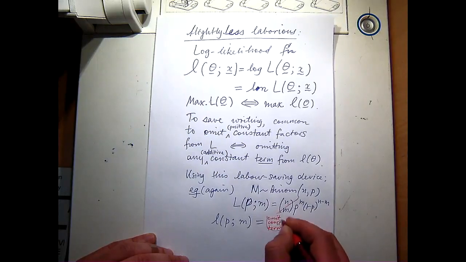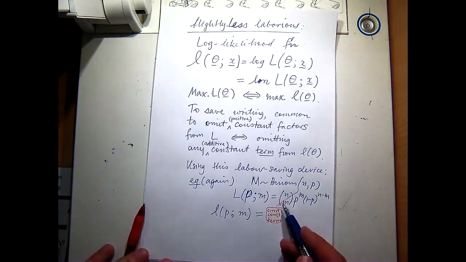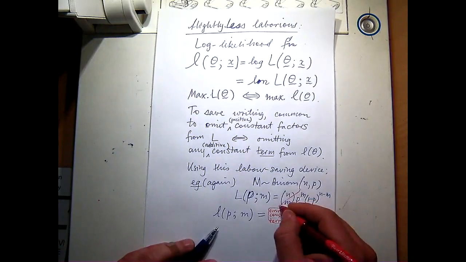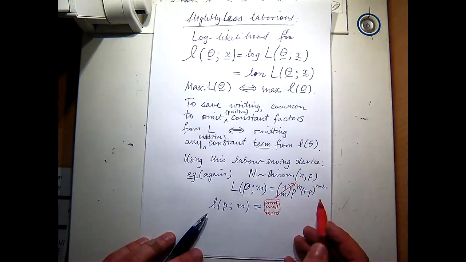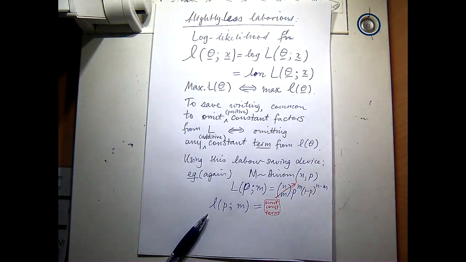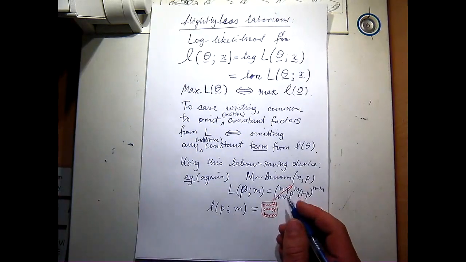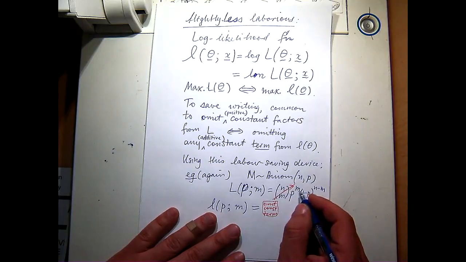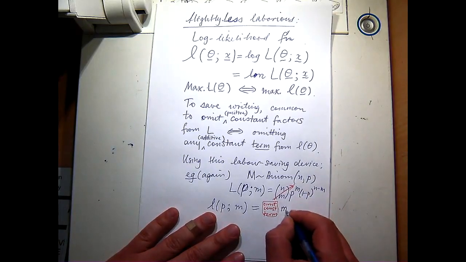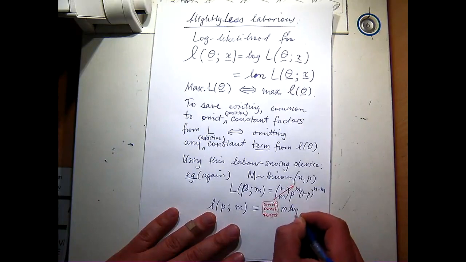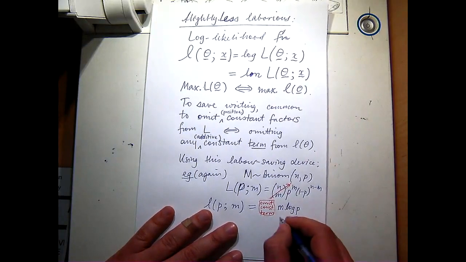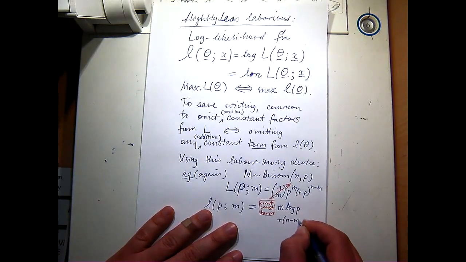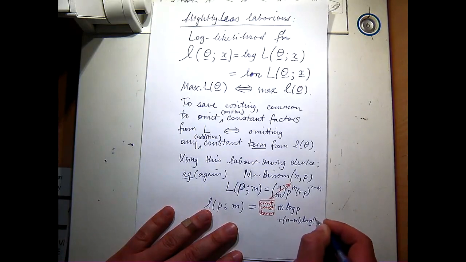Just in red. The constant term that would come from n choose m. Remember, when you take the log of a product, you get a sum of the logs. That makes taking the maximum much easier. That's why you do log likelihood. So the product here becomes p to the m, log of p to the m. The exponent comes out the front. So m natural log of p plus n minus m natural log of 1 minus p.